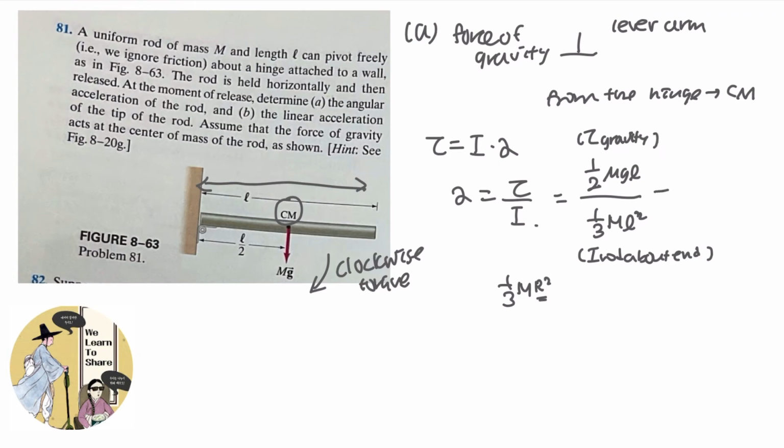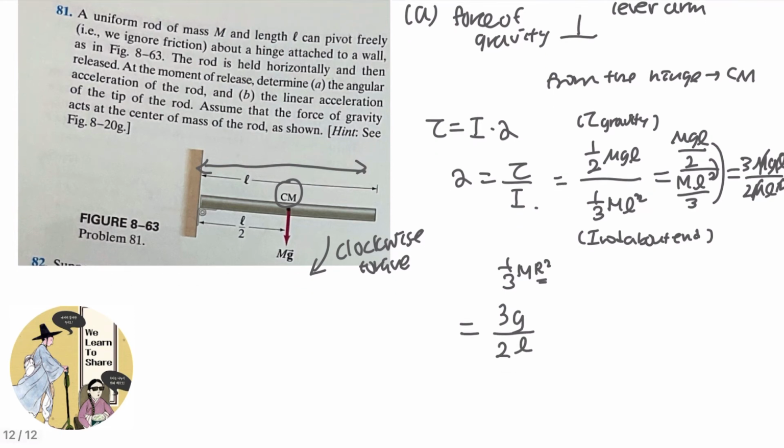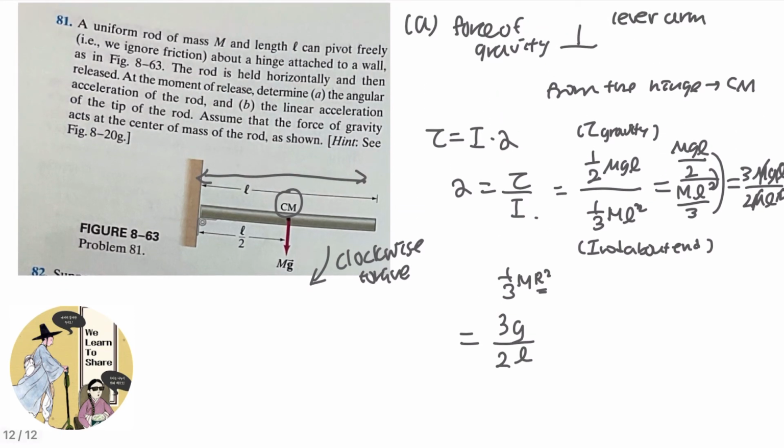Therefore, if we organize this, it would be m g L over m L squared over 3. If you simplify, you will have 3 m g L over 2 m L squared. You cross out the m and one L. So at the end, it would be 3g over 2L. This is the angular acceleration of the rod.